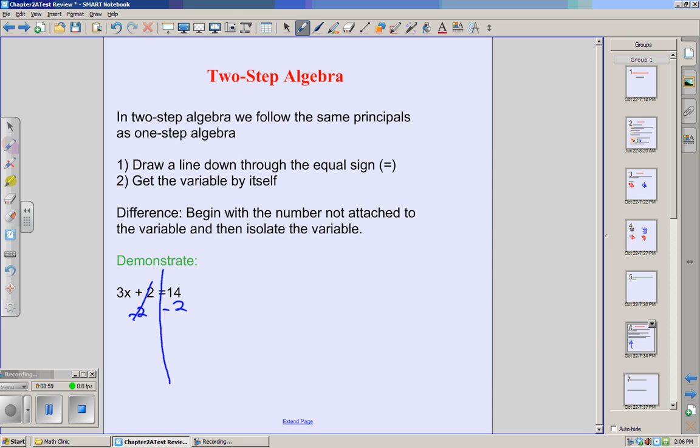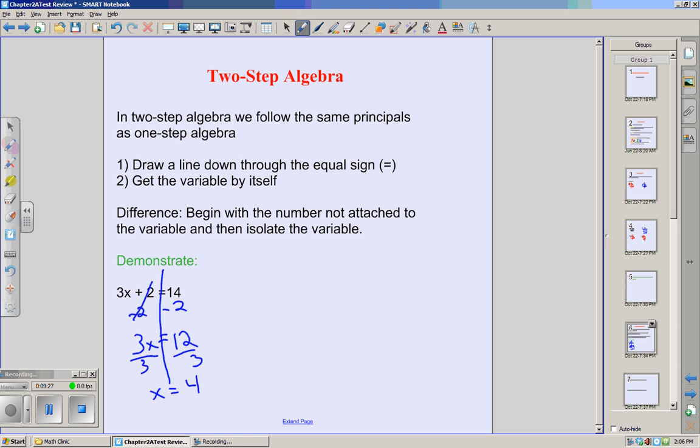That cancels this out. On this side, I have 3x left. 14 minus 2 is 12. I have 3x equals 12. Now, since there is no sign, I know the 3 and the x are multiplying. The opposite of 3 times x is divide by 3. Divide by 3, x equals 4.